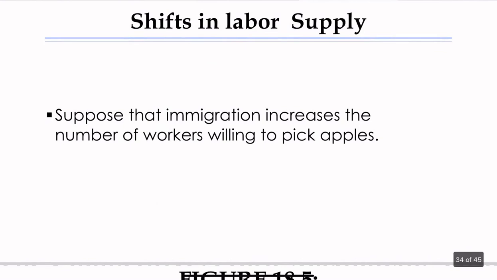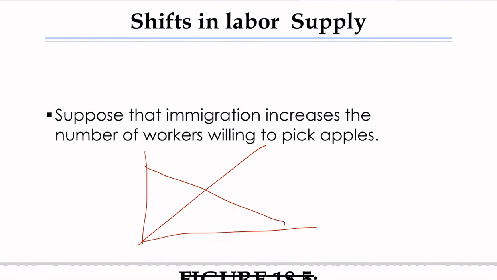Now let's think about how equilibrium will change if we have some shifts in labor supply or labor demand. So suppose that immigration increases the number of workers willing to pick apples. This is easy, right? In this case, we're talking about supply here, because workers are on the labor supply side.